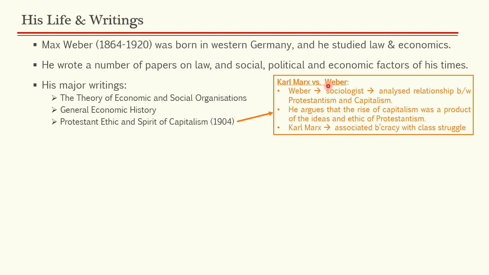Please pay close attention to this because this is really important. In his book in 1904, he gave a book which is nothing but The Protestant Ethic and the Spirit of Capitalism. In this book he propounded some ideas. Now what these ideas were: Max Weber was basically a sociologist, so he analyzed the relationship between Protestantism and capitalism.